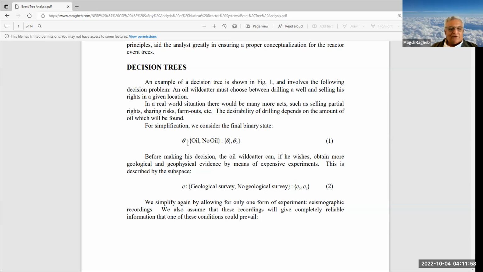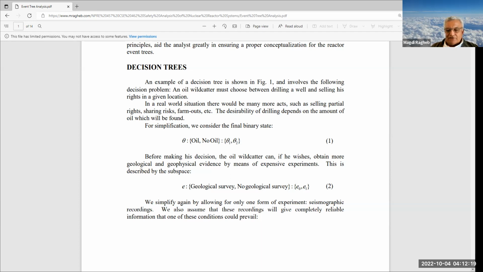So this is another space of interest to us. Again, we take it as a binary state, where either he runs a geological survey or he doesn't. So you can see here, there are decisions to be made to reach the final outcome, either that he finds oil or doesn't find oil in general.